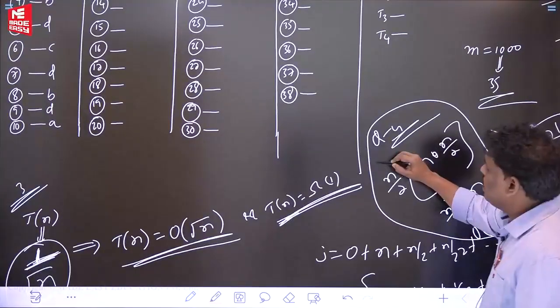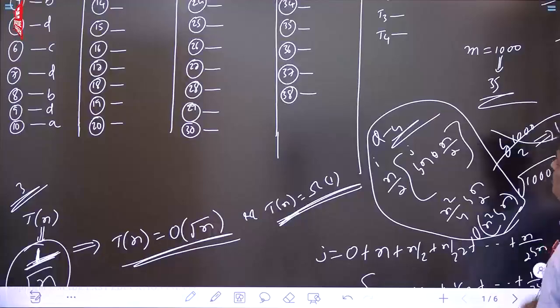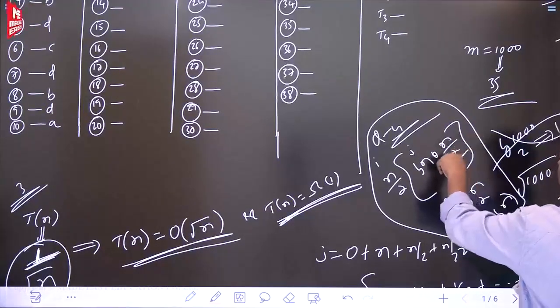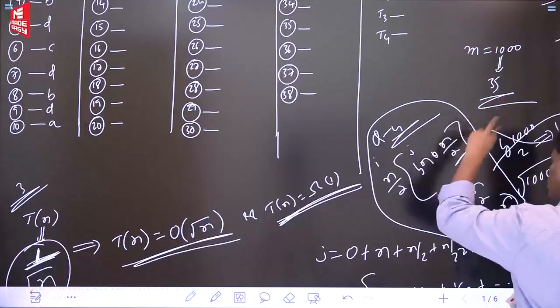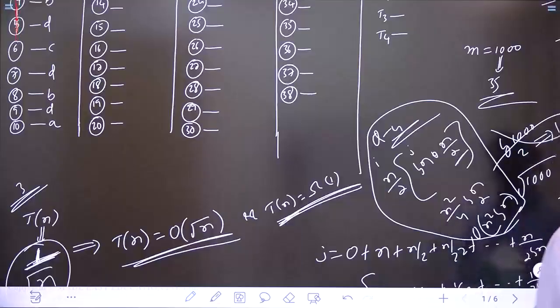I loop is going on n by 2 times. J loop is going on log n times. Every time you are adding n by 2 to the k value. First time n by 2. Second time also n by 2, meaning 2 times n by 2. Third time also n by 2, 3 times n by 2. If you continue, log n times n by 2.